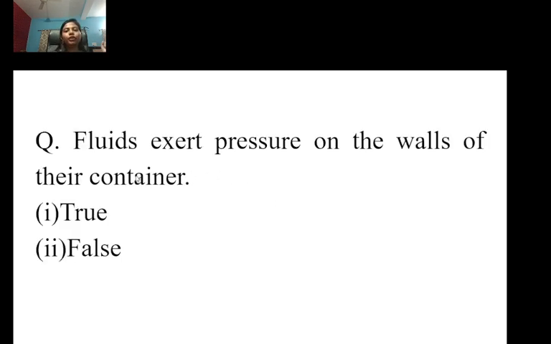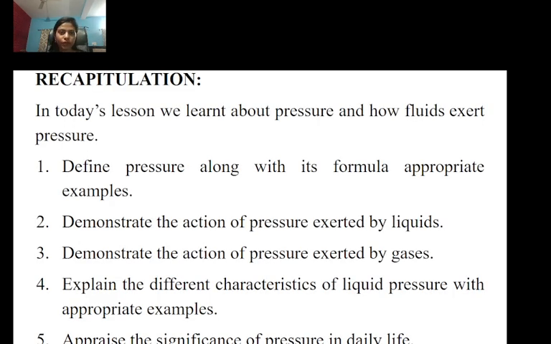Now, fluids exert pressure on the walls of the container. Is it true or false, students? Fluids exert pressure on the walls of the container. True or false? Come on, give your answer quickly. Quickly respond, students. Okay, yes, true.